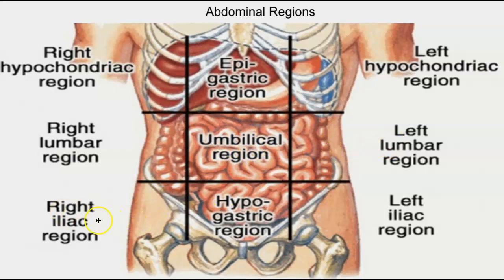And then there's the right iliac region, hypogastric region, meaning below the stomach, and the left iliac region. Remember when I said a few slides ago that when you're looking at the human body, even though this looks like the right side, it's actually the person's left side. And this is how we should be viewing our patients.